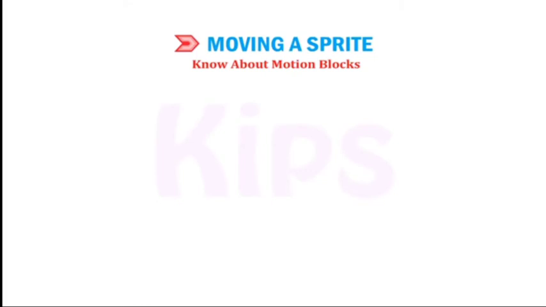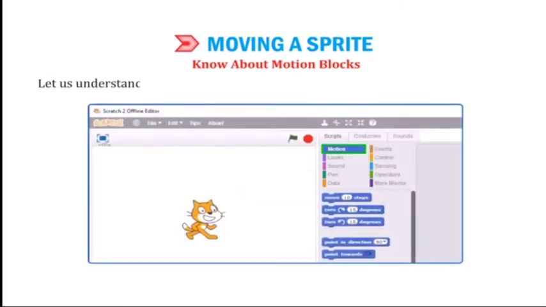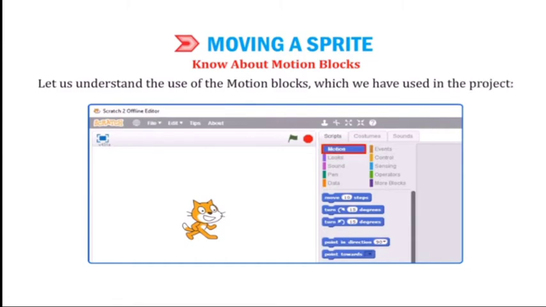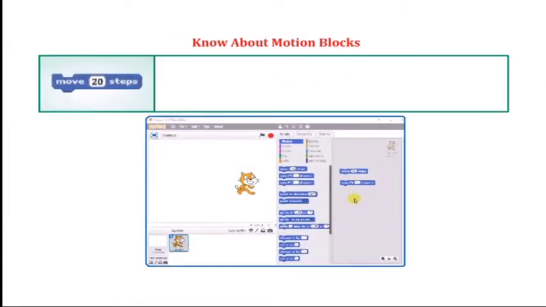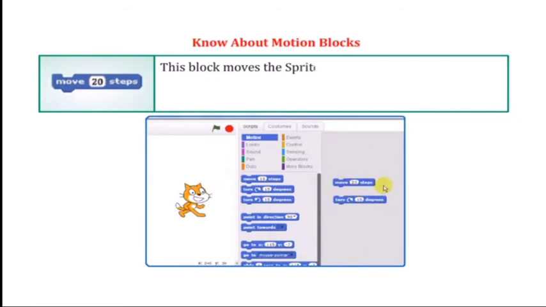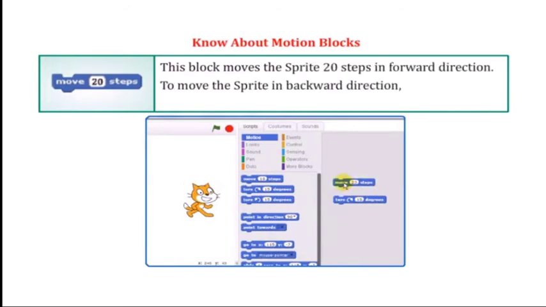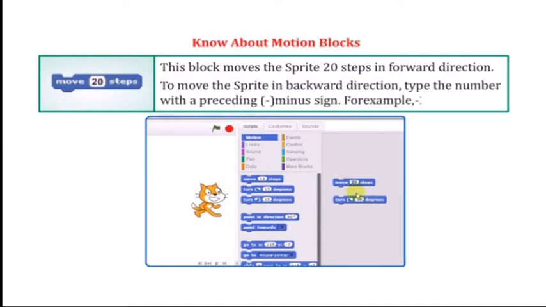Know about motion blocks. Let us understand the use of motion blocks, which we have used in the project. Move 20 steps. This block moves the sprite 20 steps in forward direction. To move the sprite in backward direction, type the number with the preceding minus sign. For example, -20.